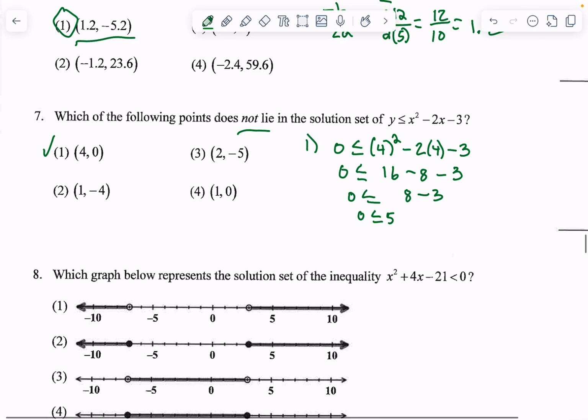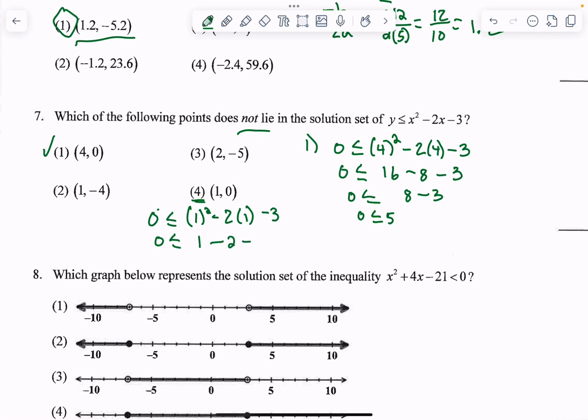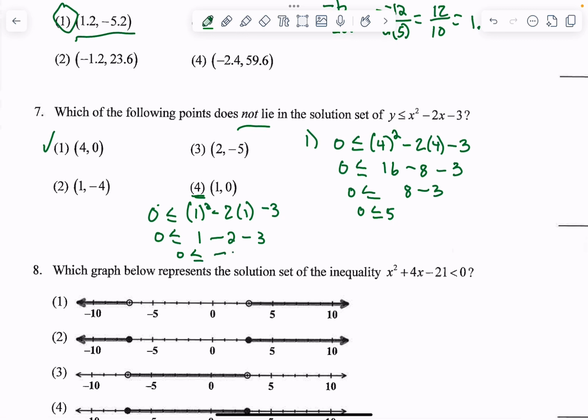If we look at number 4, right, we're going to try this one. We have 0 is less than or equal to 1 squared minus 2 times 1 minus 3. 0 is less than or equal to 1 minus 2 minus 3. 0 is less than or equal to negative 4. That's false, so that one is not in the solution set. So that's number 4.